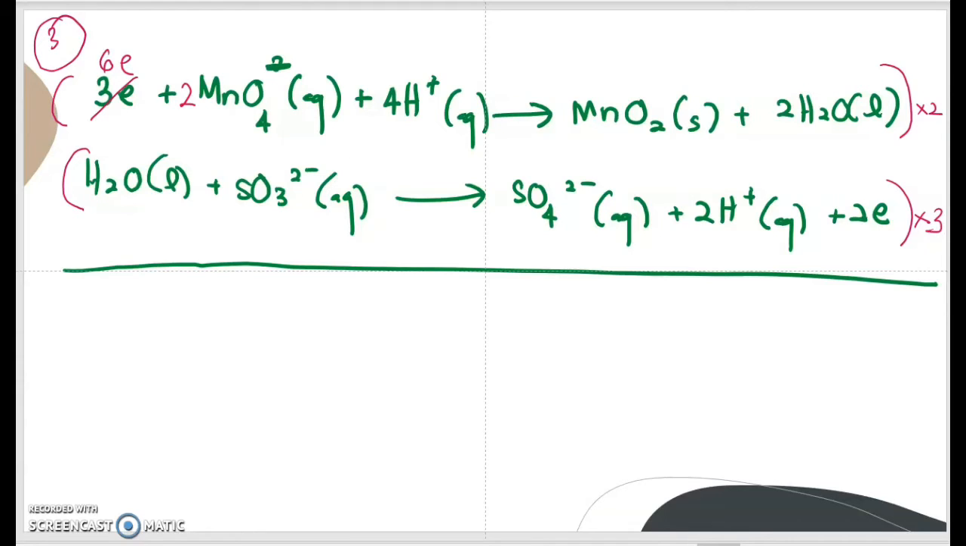This is 2. This is 2 times 4 becomes 8H plus. This is 2. This is 4H2O. So this is 3. This is 3. This is 3. Also 3 times 2 becomes 6H plus, and also 6 electron. Right? So maybe I can write it again, so you can look at this.